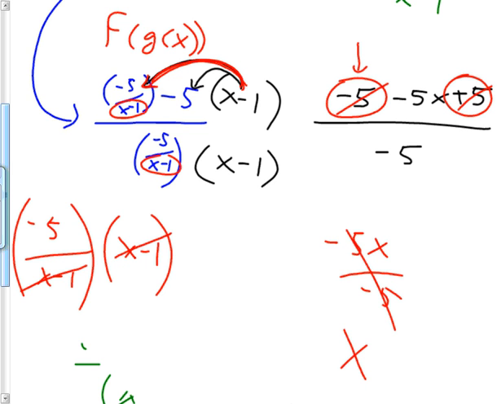When I do the x minus 1 times the negative 5, that's where I get the rest of this stuff. So this has to be multiplied by two things. The first part is where the x minus 1 will cancel. The second part is where the x minus 1 won't cancel. Okay. All right, let's move on.